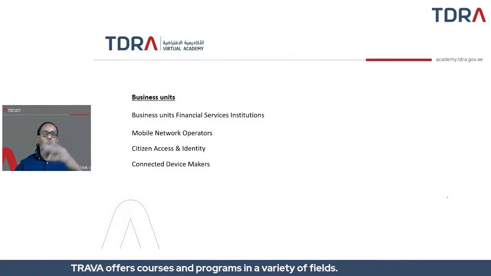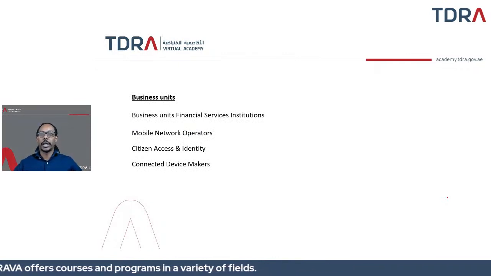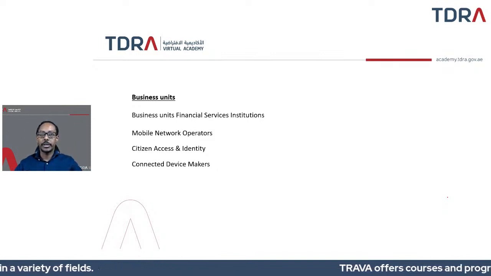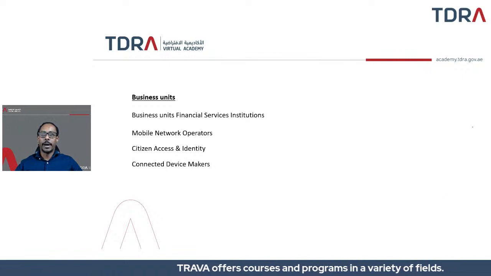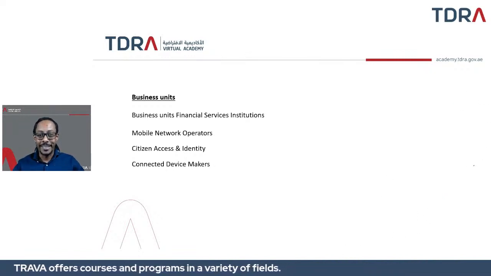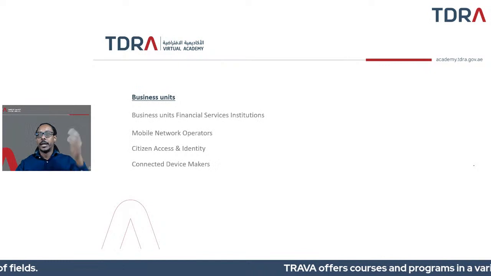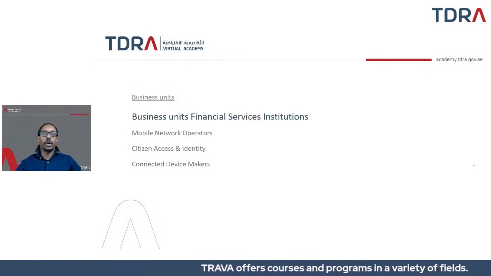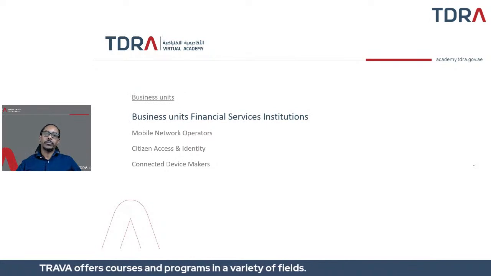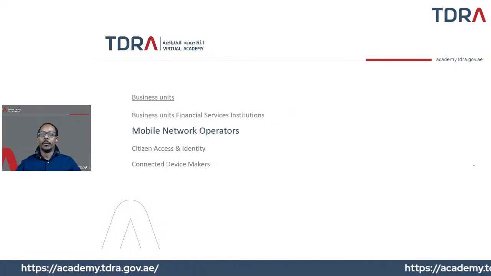Instead of just throwing a list like this and starting to talk about business unit, financial service, your audience doesn't really know, are you explaining mobile network operators or connected devices? You can guide them because your audience are like cats and the laser beam. You take them one by one. I'm talking about the business unit. It's obvious that I'm talking about the financial service institutes now. And then you move on, mobile network.